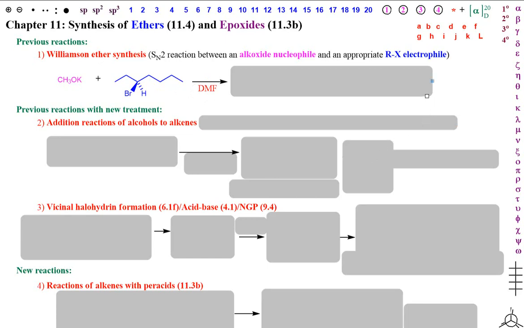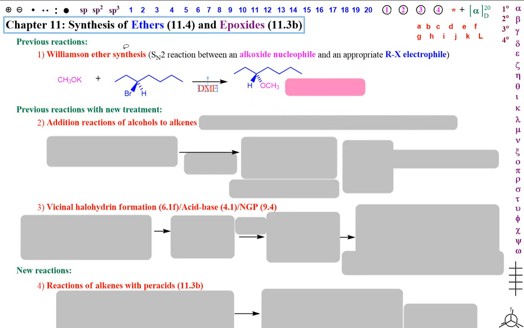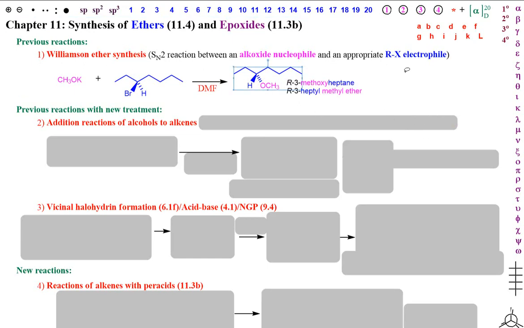There will be a stereochemical inversion, creating a methoxy ether right here. And its name is right here. Two names, R-3-methoxyheptane and R-3-heptyl methyl ether. Please consult the video on naming ethers.